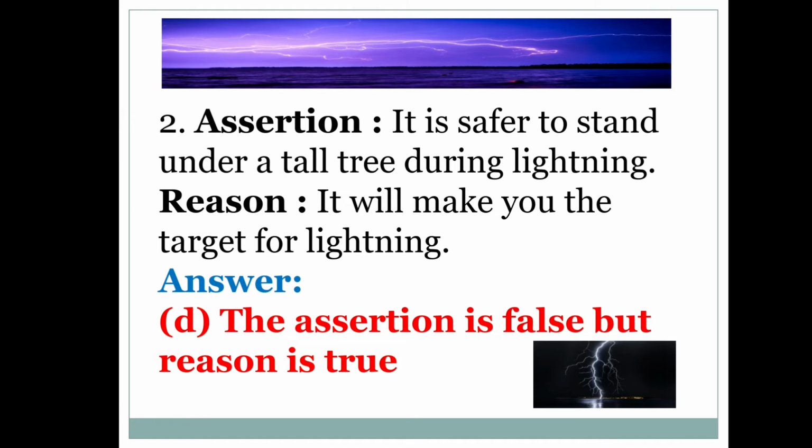Second one, assertion. It is safer to stand under a tall tree during lightning. Reason, it will make you the target of lightning. The answer is option D. The assertion is false, but the reason is true.